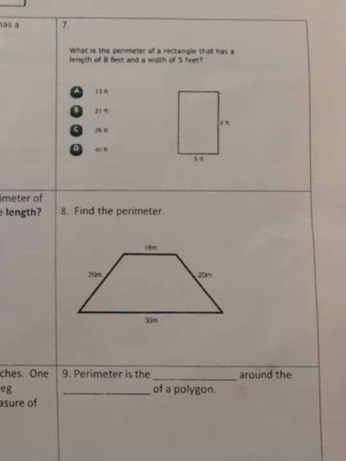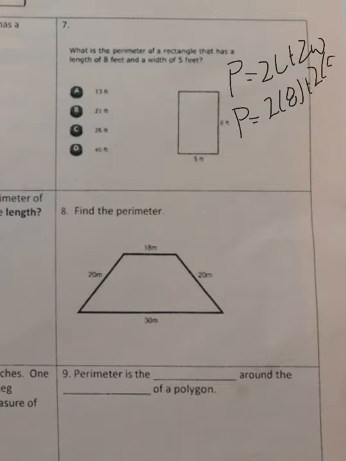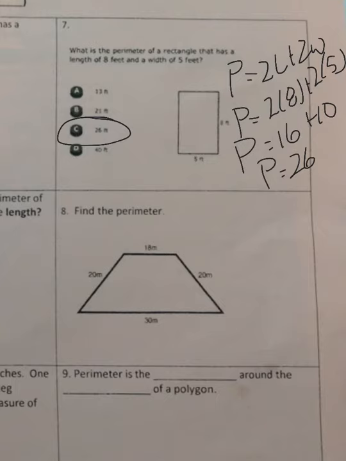What is the perimeter of a rectangle that has a length of 8 feet and a width of 5 feet? So I know perimeter is 2 times the length plus 2 times the width. So I'm going to do perimeter is 2 times 8 plus 2 times 5. 2 times 8 is 16 and 2 times 5 is 10 and 16 plus 10 is 26. And so your answer would be C, 26 feet.